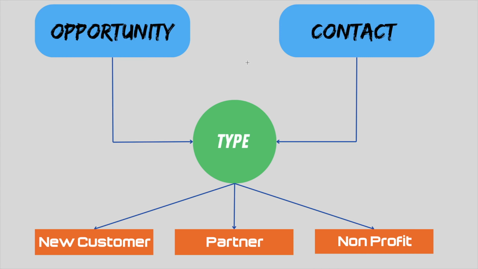So guys, in today's scenario, opportunity and contact are the main objects. And on both objects, there is a picklist type field which contains the same values, which are new customer, partner, and non-profit. And there is also one more object, opportunity contact role, which will be used in today's scenario.